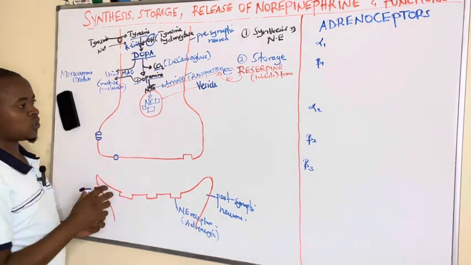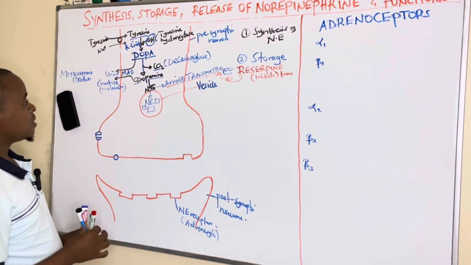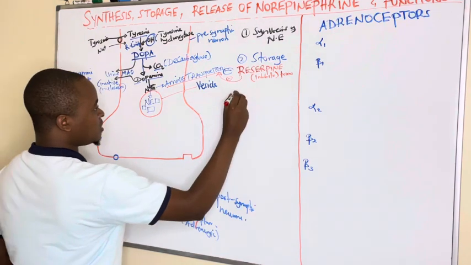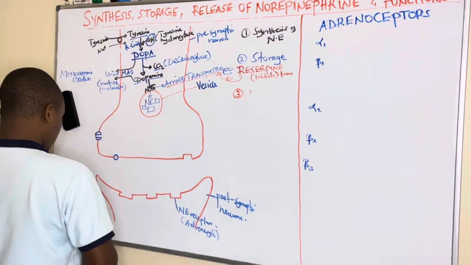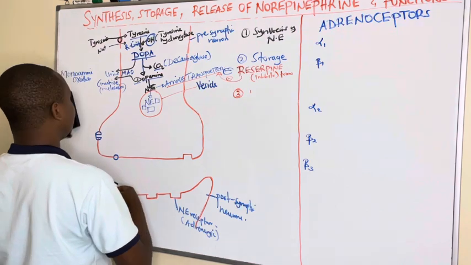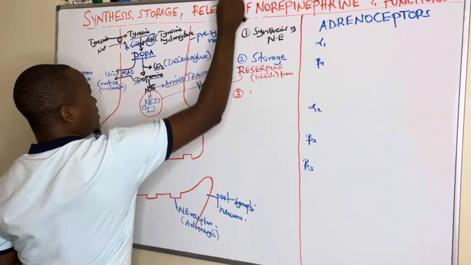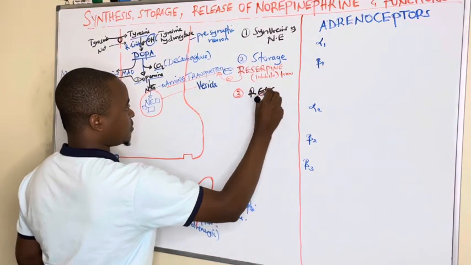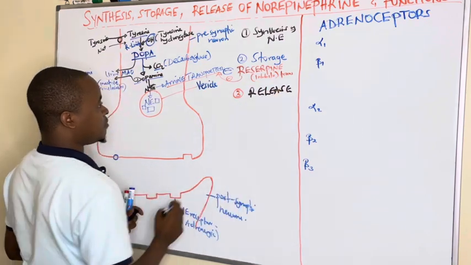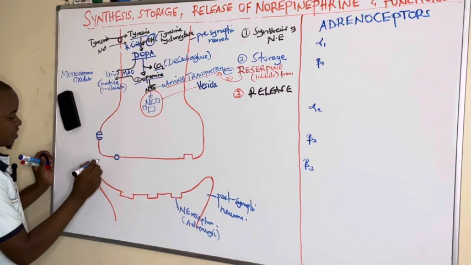After seeing how norepinephrine is transported and stored in the vesicle, the third thing is to look at release. Now we can talk about how it is released. Under release, we are going to see that norepinephrine is released upon entry of an action potential.